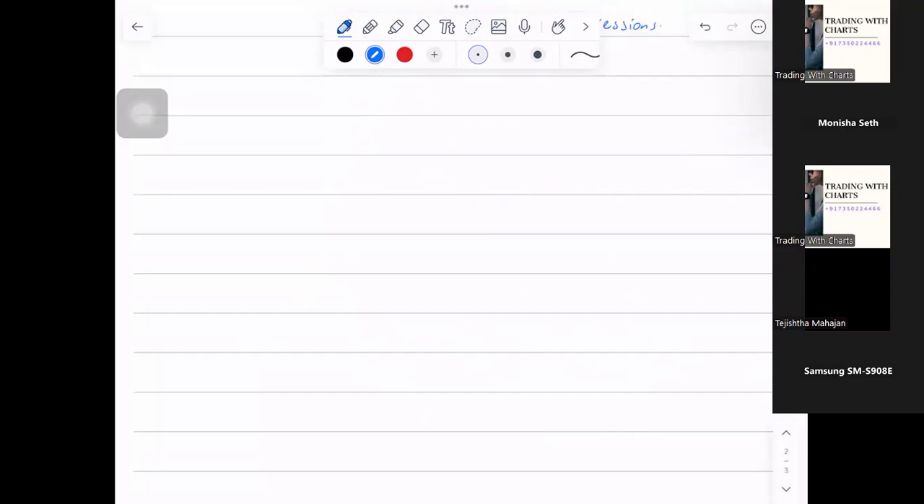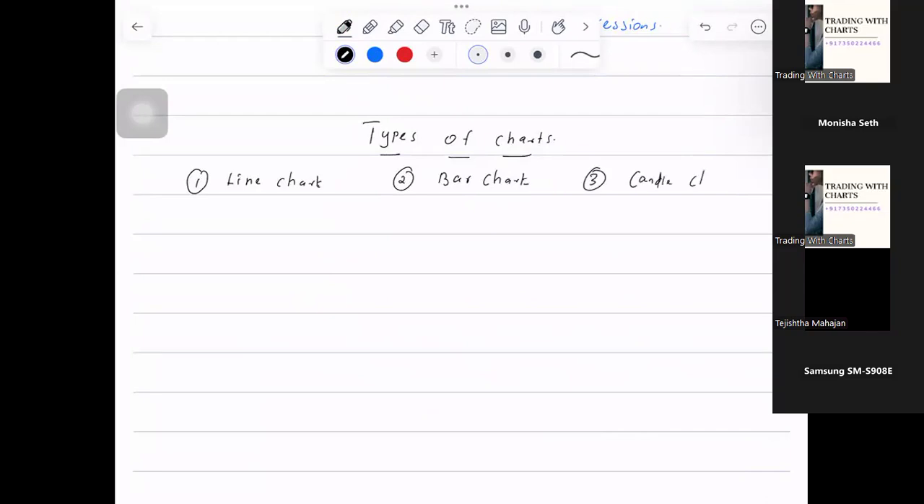Now in technical analysis we have 3 different types of charts. Number 1, we have the line chart. Number 2, we have the bar chart, and number 3, we have the candle chart. Apart from this there are also different types of charts like Heikin-Ashi chart, point and figure chart, Renko chart, but at a basic level you should know these three charts. Line, bar, candle. We will study them now one by one.